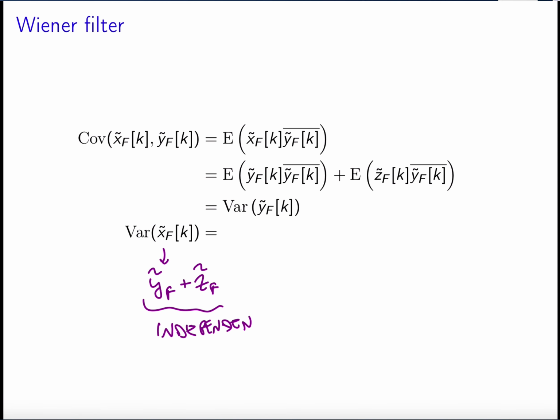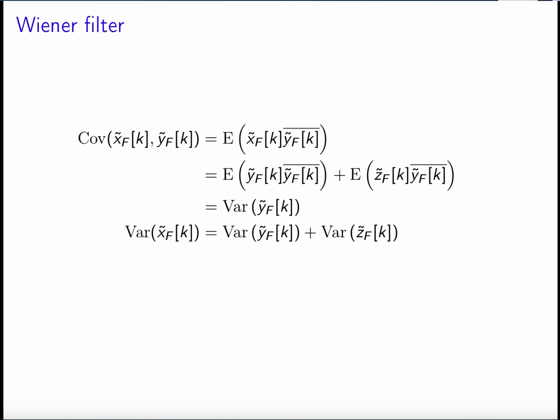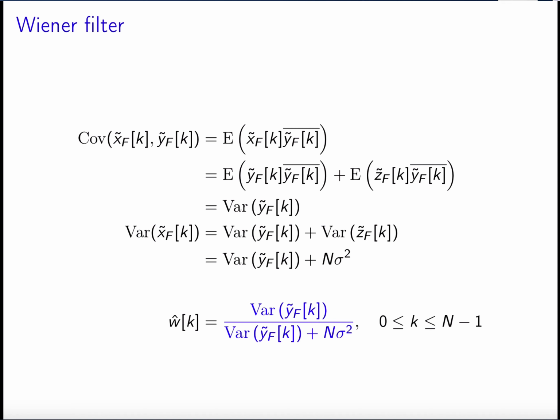So their variance is just the sum of their individual variances. The variance of the sum is equal to the sum of the variances because of independence. And now this is just the variance of the noise, which we know is n sigma squared, and this is again the variance of the signal. So when we plug this into the expression we derived for the weights that are applied when we apply Wiener filtering, we get this expression, which we should sanity check to see if it makes sense.